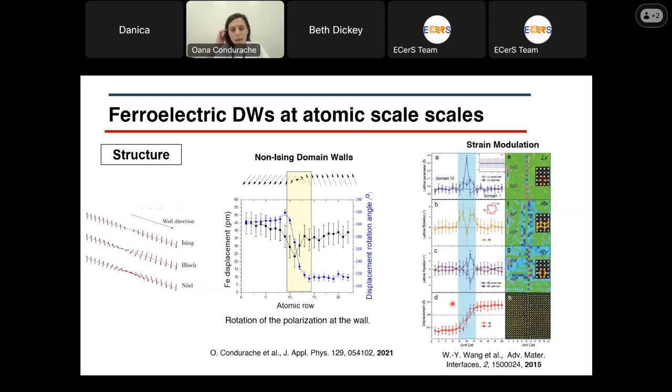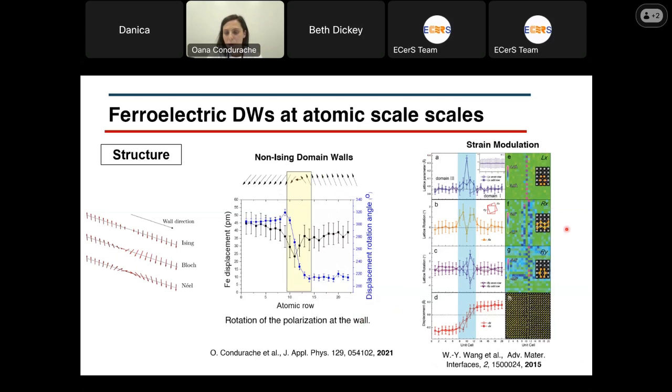In terms of structure, and by structure, I mean how the polarization is transitioning from one domain to another. This is an example related to so-called non-Ising domain walls. So ferroelectric domain walls were traditionally believed to be Ising-like, which means that there is no rotation in the polarization through the transition region, but only a change in its magnitude. And it's only recently that it was proven in this example, but there are also others, that there is a rotation and this rotation is continuous.